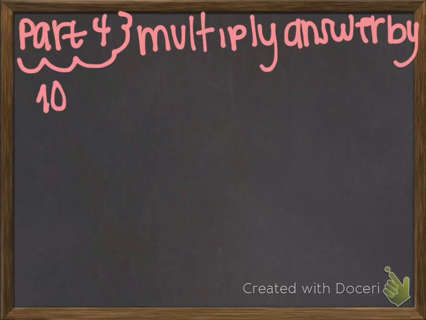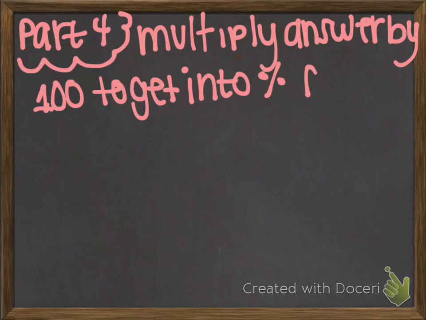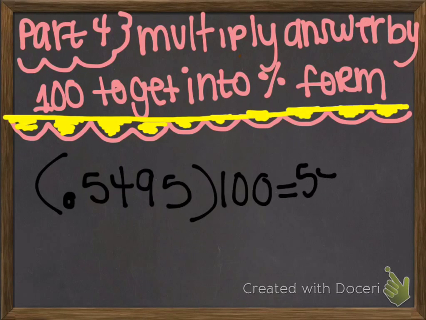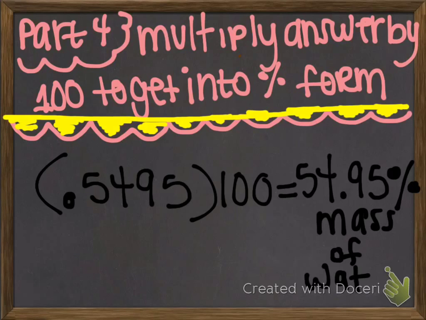In the fourth part, we're going to multiply the answer by 100 to get it into a percent form. 0.5495 times 100 equals 54.95% mass of water.